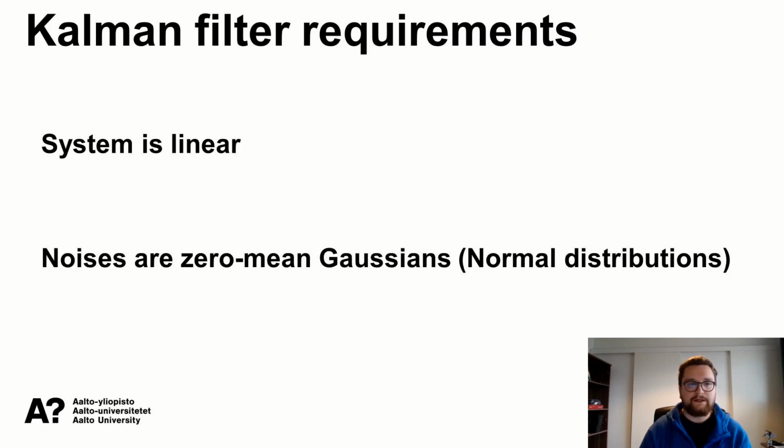Another big assumption is that the noises have to be zero mean Gaussians, zero mean multivariate normal distributions. That is the assumption that all the noises can be modeled like this, and this assumption might break if there are very heavy outliers in the measurements, some heavy noise that cannot be modeled like this. That was a bit on the limitations of the Kalman filter.